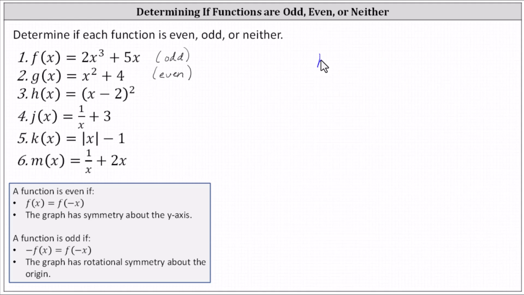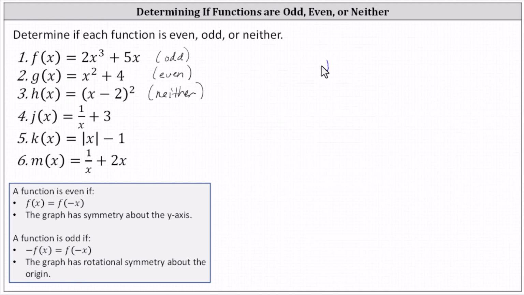Number 3, we have h of x equals the square of x minus 2. Next, determine h of negative x, which equals the square of negative x minus 2, which does not equal h of x. And now determine the opposite of h of x, which equals the opposite of the square of x minus 2. H of x does not equal h of negative x, and h of negative x does not equal the opposite of h of x, and therefore we answer neither.